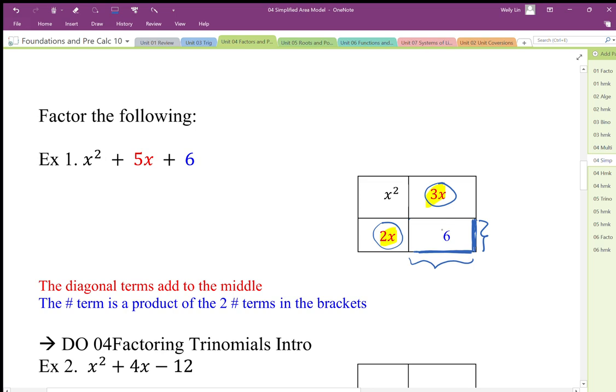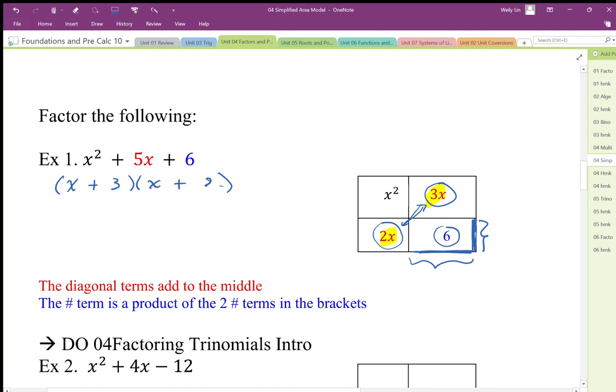So in order to split up the 5x, we just have to ask ourselves, what two numbers multiply to give us an area of 6, but add to give us this area of 5x when we add these two areas together. And so when we factor, this is the question we ask ourselves: what two numbers multiply to 6 and add to 5? Well, the numbers are going to be plus 3 and plus 2.